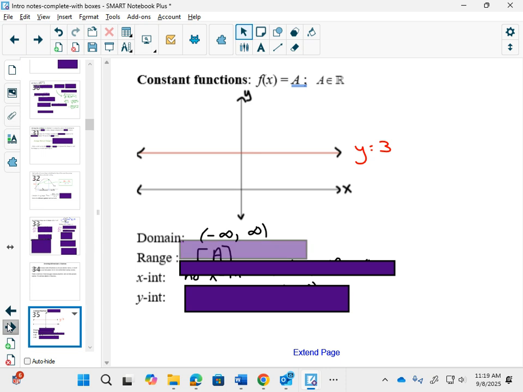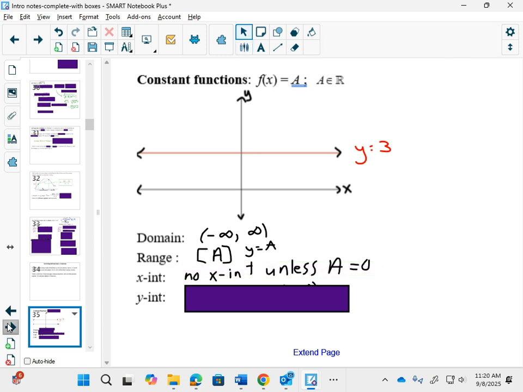The range then is just a single value. If it was y equals 3, your range is just 3. So you can just write a number, or sometimes people write it like this, y equals a. There are no x-intercepts unless it's on the x-axis, in which case there would be an infinite amount of x-intercepts. And there is a y-intercept. It is exactly the value.